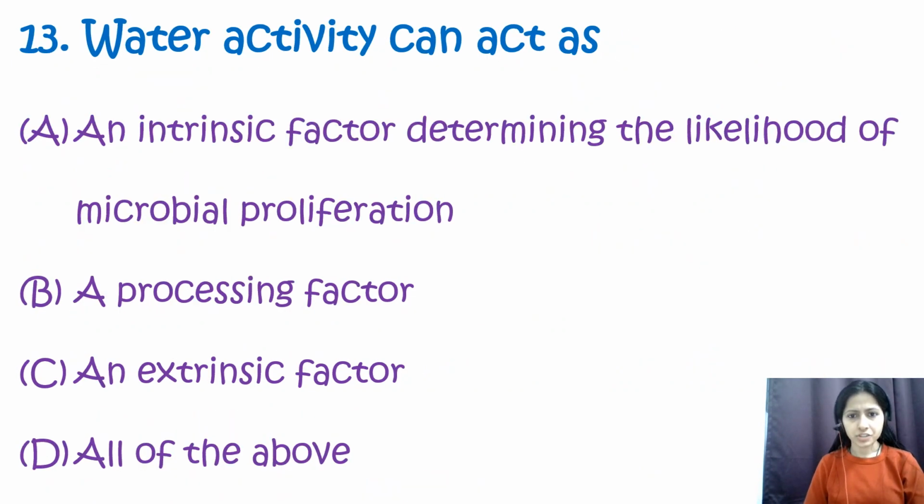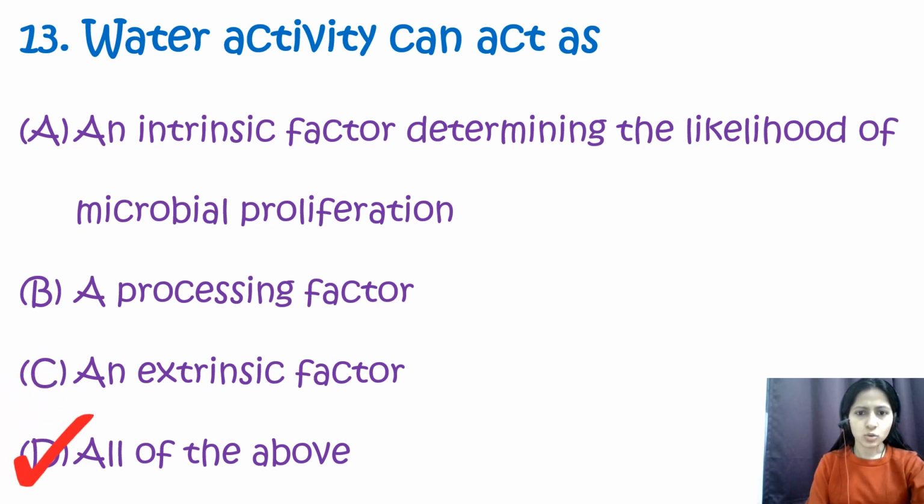Question number 13. Water activity can act as option A, an intrinsic factor determining the likelihood of microbial proliferation. Option B, a processing factor. Option C, an extrinsic factor. And option D, all of the options. So the correct answer is option D, all of the above.